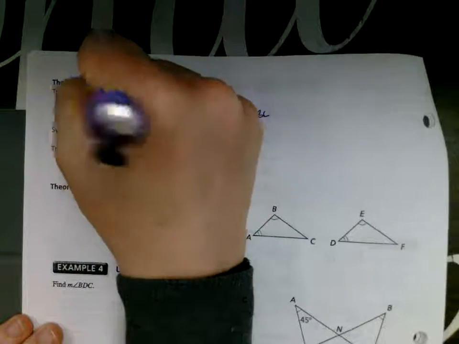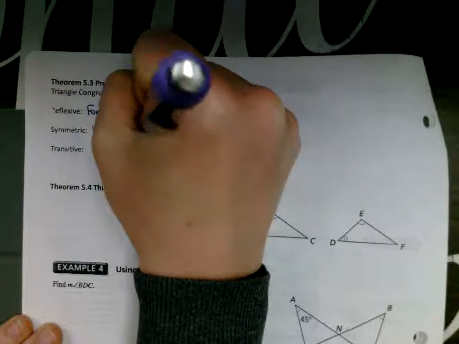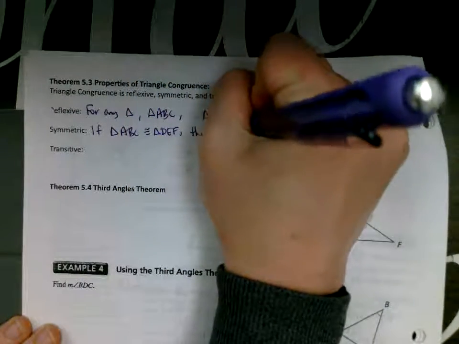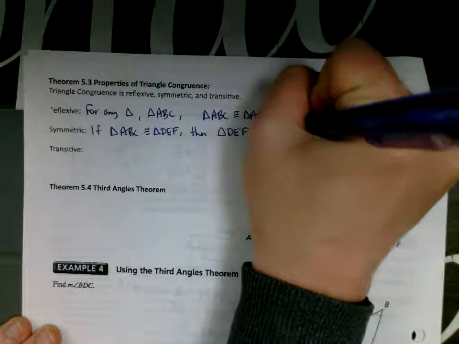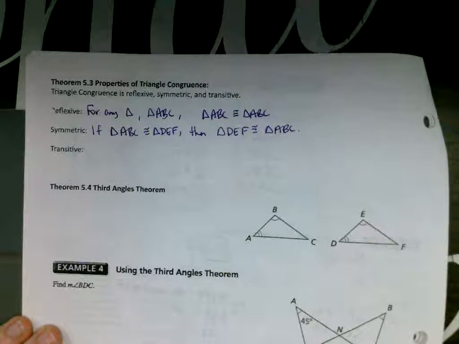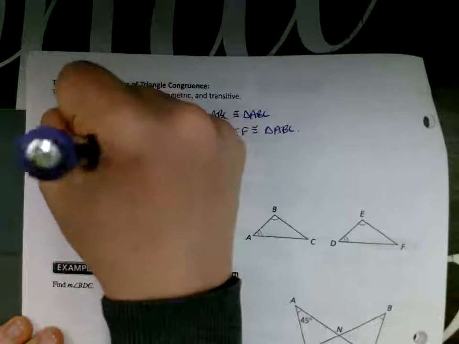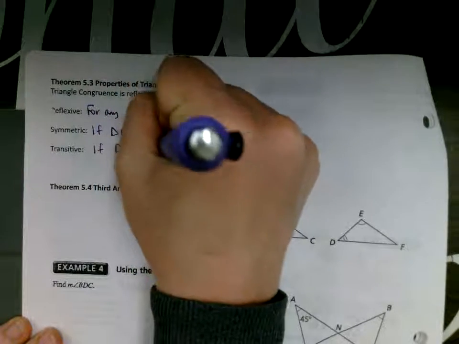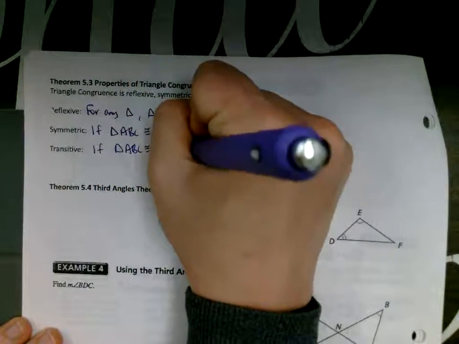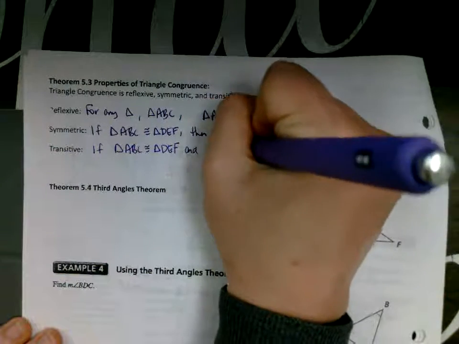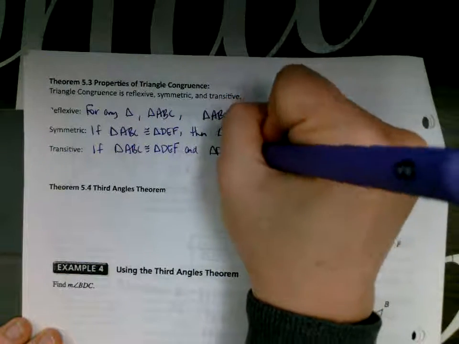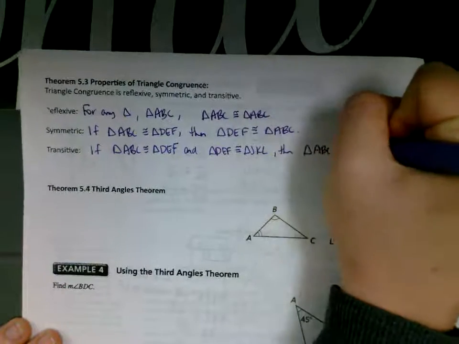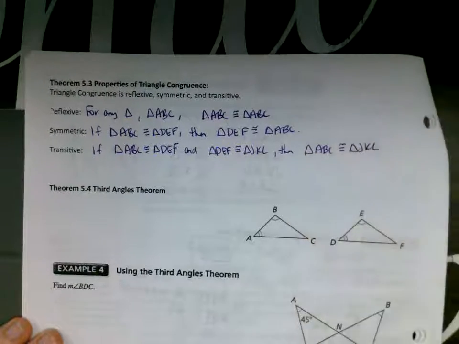Then symmetric is if triangle ABC is congruent to triangle DEF, then triangle DEF is congruent to triangle ABC. Symmetric just flips the order. And lastly, transitive: if triangle ABC is congruent to triangle DEF, and triangle DEF is congruent to triangle JKL, then triangle ABC is congruent to triangle JKL.